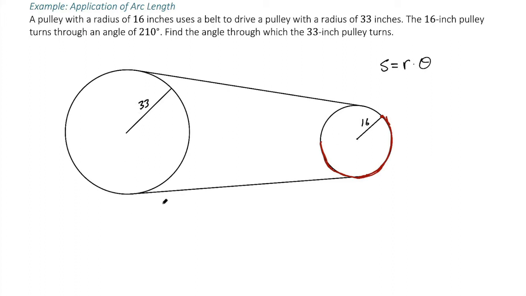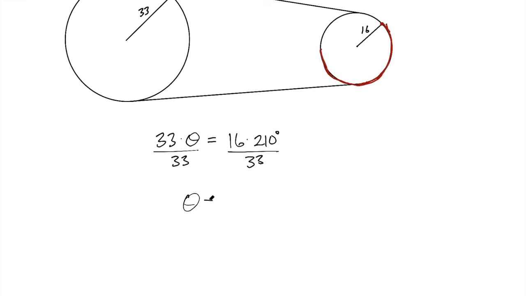So for our first pulley, we have our radius of 33 times the angle that I don't know equals the radius over here, 16, times the angle over here, which is 210 degrees. Now to solve for this theta, I could just divide both sides by 33. So divide by 33, divide by 33, and that's going to tell me theta, and it's going to give me a degree measurement since that's what I used over here.